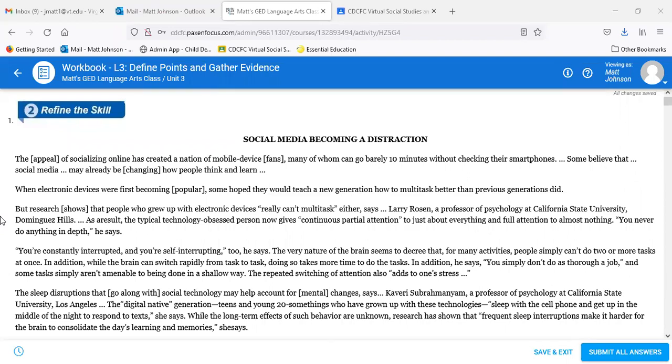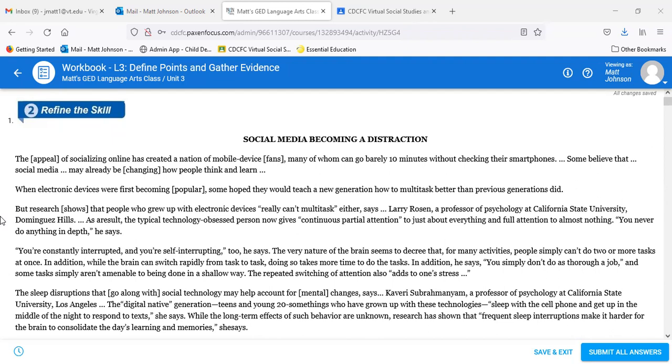When electronic devices were becoming popular, some hoped that they would teach a new generation how to multitask better than previous generations did. Counterclaim. But research shows that people who grew up with electronic devices really can't multitask either, says Larry Rosen, a professor of psychology at California State University, Dominguez Hills. As a result, the typical technology-obsessed person now gives continuous partial attention to just about everything and full attention to almost nothing. You never do anything in depth, right? There's our evidence, right, from our professor of psychology. You're constantly interrupted and you're self-interrupting too, he says.